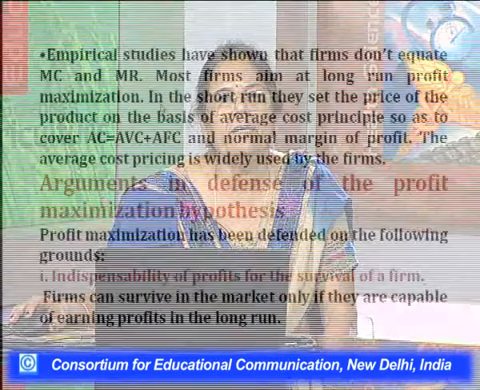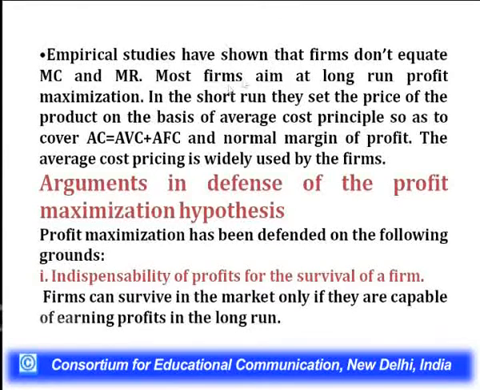Another criticism is that empirical studies have shown that firms don't equate marginal cost and marginal revenue. Most firms aim at long run profit maximization. In the short run, they set the price of the product on the basis of the average cost principle, so as to cover average cost, which is equal to average variable cost plus average fixed cost, and a normal margin of profit. And the average cost pricing is widely used by the firms.